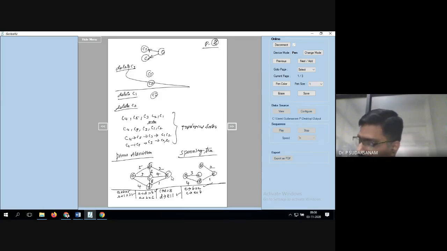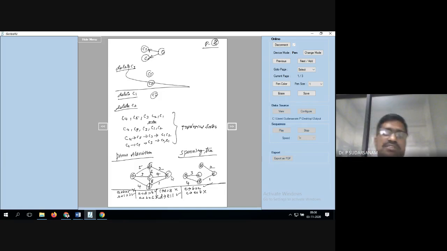Next, again, the minimum is 5. So A to B, if I draw it, you will get a cycle. So that is not possible to be taken. Next, again, the minimum is 6, C to B. If I draw C to B, I will get a cycle. Not possible. Next is 7, that is C to E. If I draw this, I will get a cycle. Not possible. Next is C to D. If I draw this, I will also get a cycle.